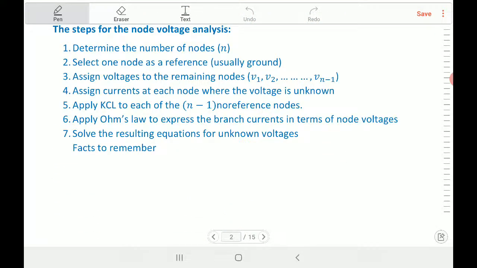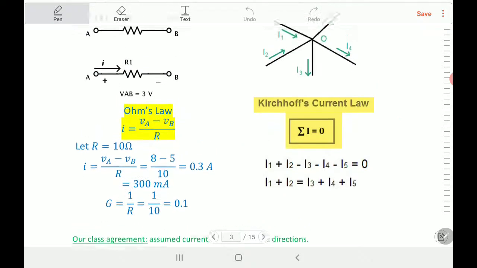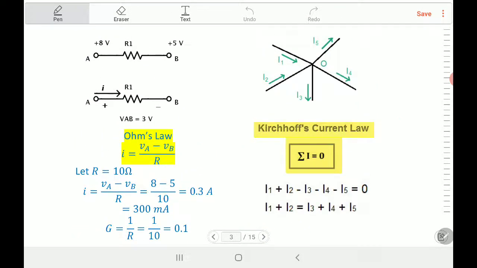I put in the second slide the steps you are going to follow to apply this technique to find the voltage, but I'm not going to read it for you because that's wasting time. Let me just implement it on one example. Before we apply this method to an electric circuit, I'd just like to review with you two concepts.